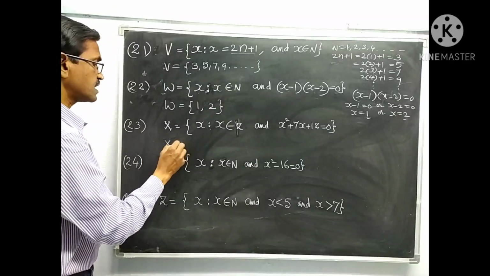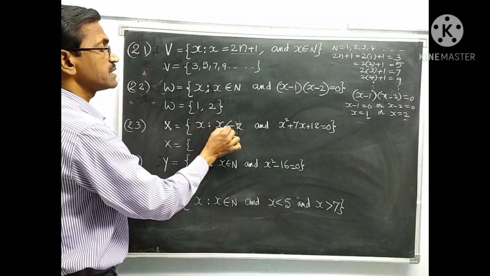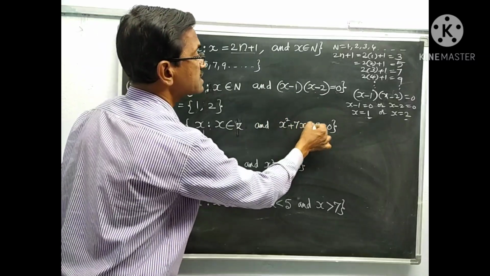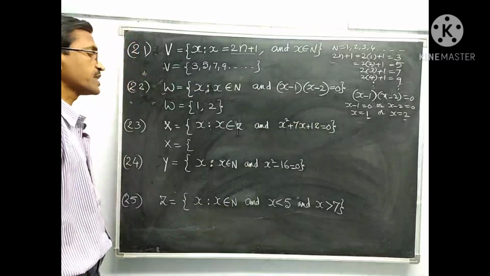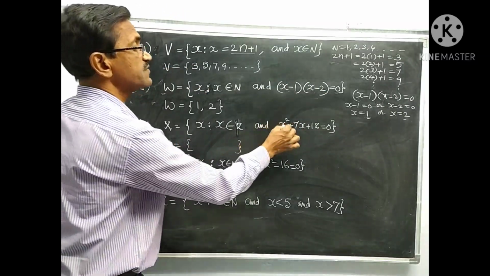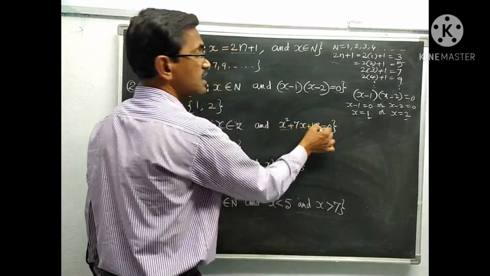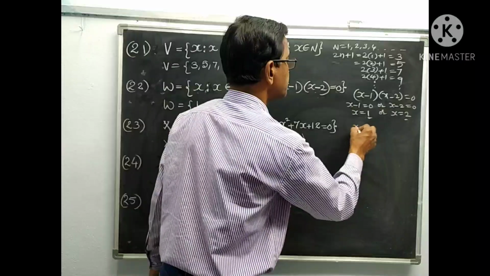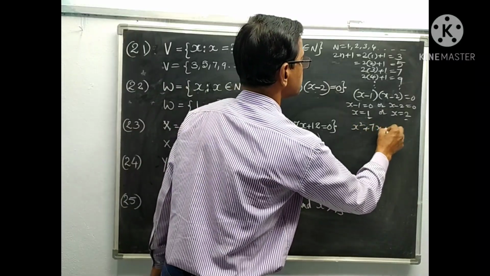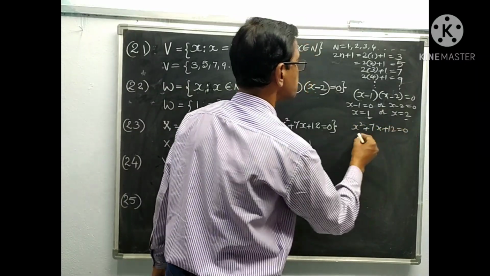Next, here x belongs to Z and x square plus 7x plus 12 is equal to 0. We have to write the elements which satisfy this equation. We know how to find the solutions of this equation. I will say here briefly: x square plus 7x plus 12 is equal to 0.